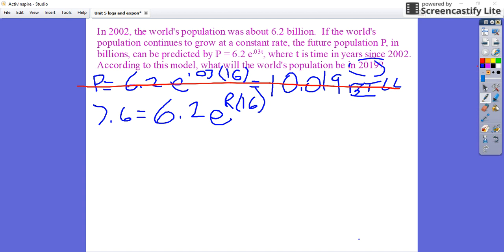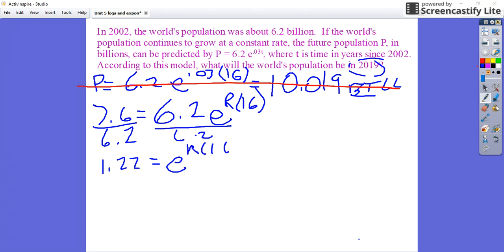Well, we'll start the same way we did before. Let's divide both sides by 6.2. Anytime we're trying to solve an equation, we start to unbuild the things that are around it. So when we do that, we end up with 1.22 equals e to the R times 16, right? Now what? We can't divide, we can't do a root. Roots are when we were trying to search for the base, and here we know the base, we don't know the exponent, we don't know that value of R. So how do we deal with this?